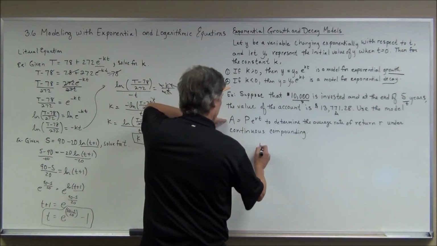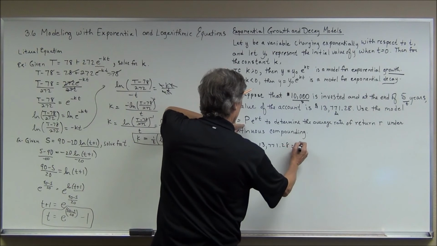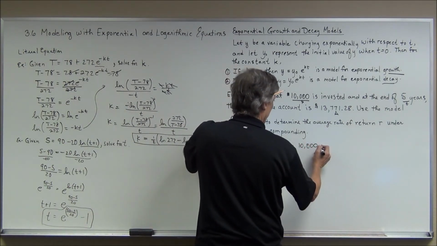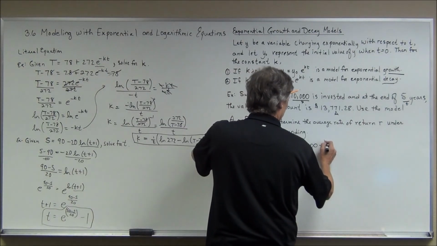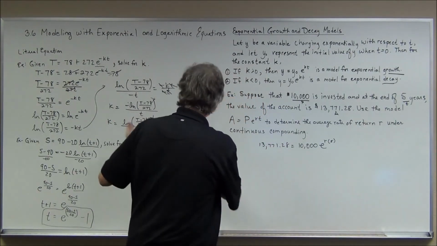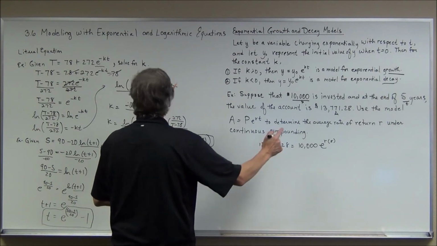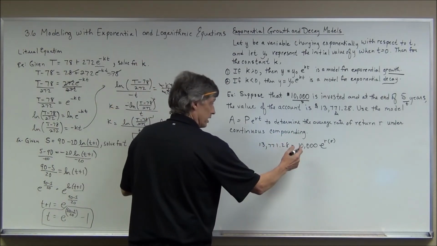I'm going to plug all that in. I have $13,771.28 is equal to 10,000 times e, of course, e is a number, not a variable, to the r, which we do not know, to the t, which is the fifth power. Just like I did back here, I'm going to solve for the variable r, in this case that's in the exponent. It's k last time. Divide both sides by 10,000.